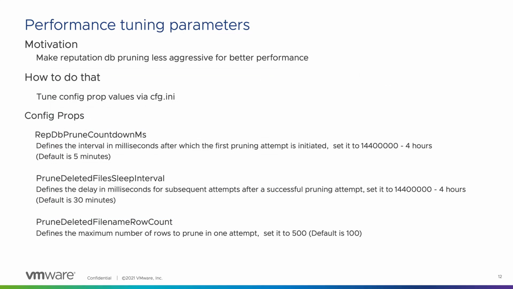With a big focus on VDI performance, we now can tune the configuration to make Reputation DB pruning less aggressive for better performance, giving admins the power to tune and tailor the solution based on their environmental needs with a focus on speed and performance. And with that, we have detailed the major improvements coming with the November CBC release.